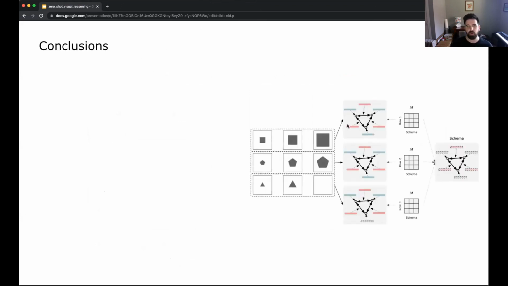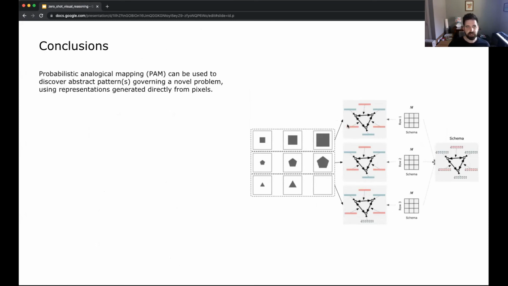Okay, so what conclusions can we draw from this? So first, I think we have here kind of a proof of principle that this probabilistic approach to analogical mapping can be used to solve these kinds of novel problems, and it can do so from pixel level inputs.